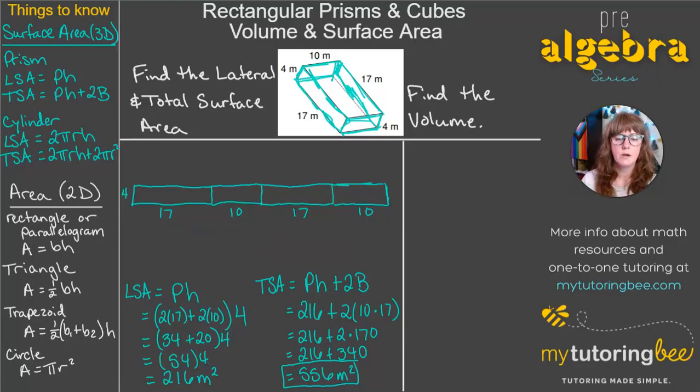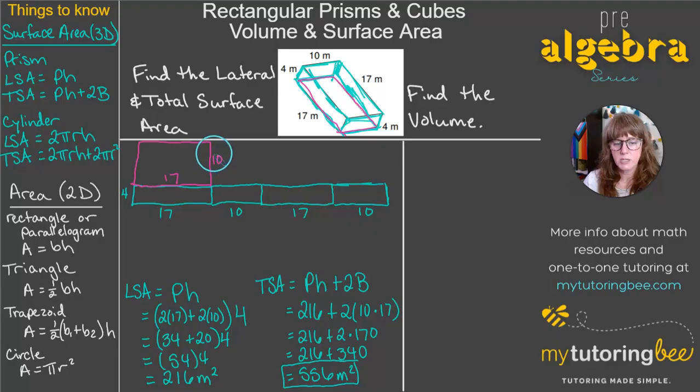Okay, now let's add on the top and the bottom for our total surface area, because what we have so far is just all of those sides of the box, but now we need the bottom and the top of the box. So the bottom of the box is 10 by 17. So we can attach that right here. That's going to be where this rectangle goes right here. So again, 17 meters long, 10 meters high.